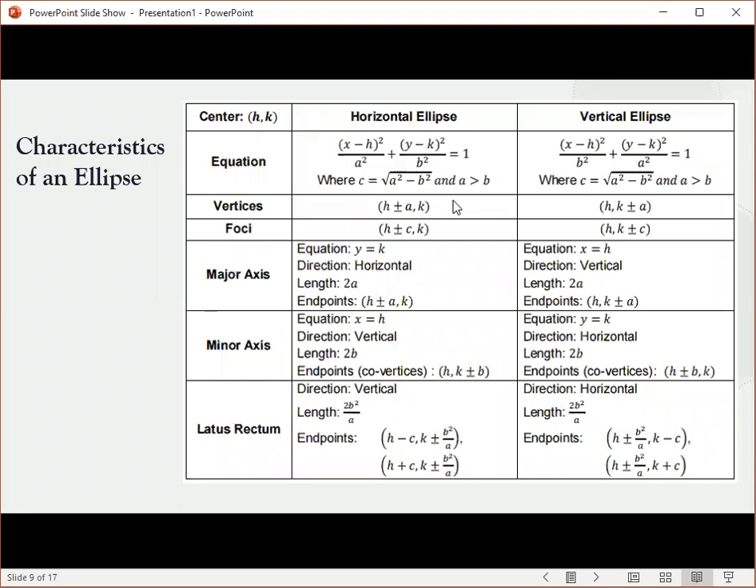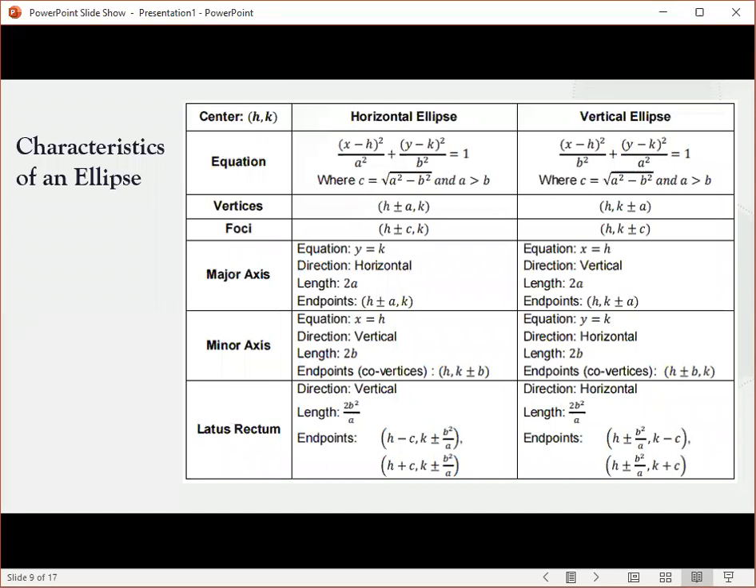Now take note. A is the distance from the center to the vertex. And B is the distance from the center to the endpoint of the minor axis. Meaning, A is the longest length there comparing to B and to C, because major axis is the longest axis on your ellipse. So as you can see here, A is greater than B. And to calculate for C, C is simply equal to the square root of A squared minus B squared.